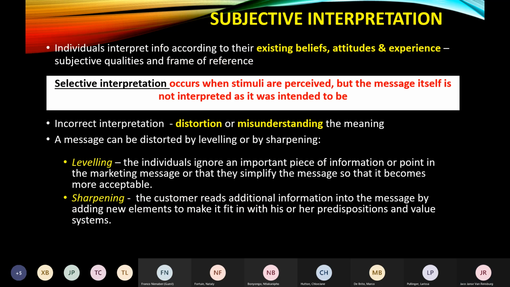We know that consumers use selective interpretation more often than we would like to believe, or more often than we would actually like as marketers. And it's their choice to interpret it in a way that benefits them. There are, however, distortions as a result of incorrect interpretation. You misunderstood it. You thought it was a different product to the one that is advertised.